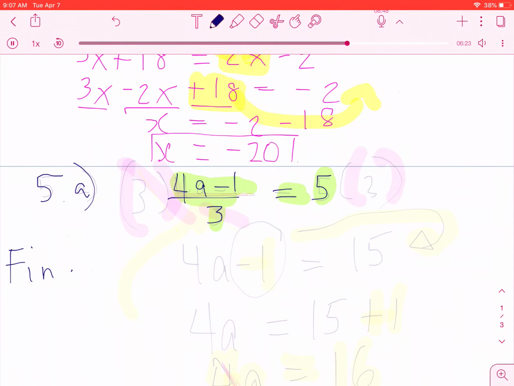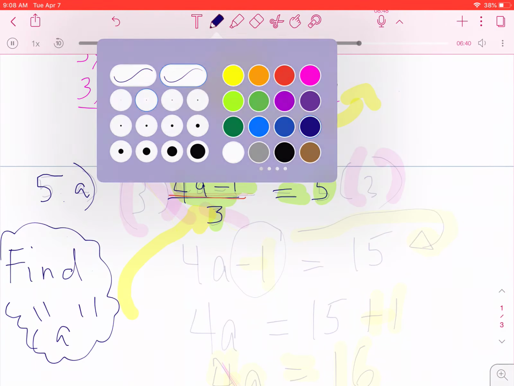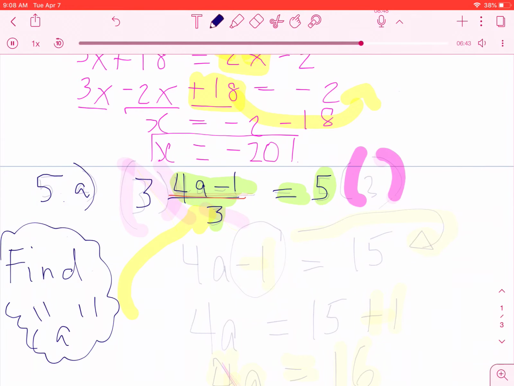Now, the thing that gets in the way is dealing with that division sign. You'll notice that you have a division sign, which is where that red line is highlighted, and you have it over 3. To eliminate 3, I'm going to multiply both sides by 3, because once I multiply both sides by 3, the 3's on the left side cancel, because 3 over 3 cancels and it goes away, leaving 4a minus 1. And then I'm left with 15 on the right side, because 5 times 3 is 15.